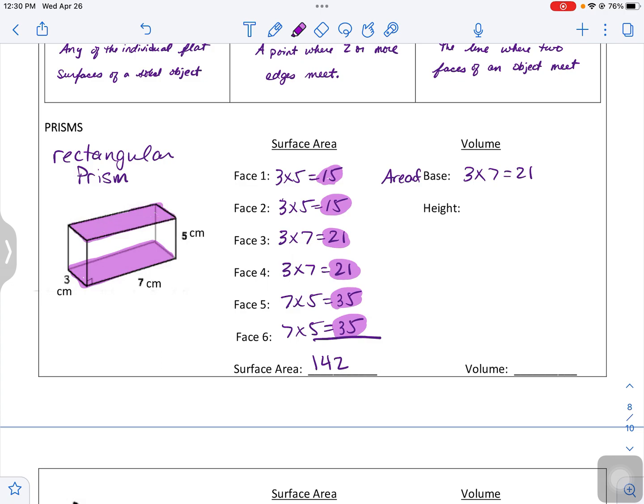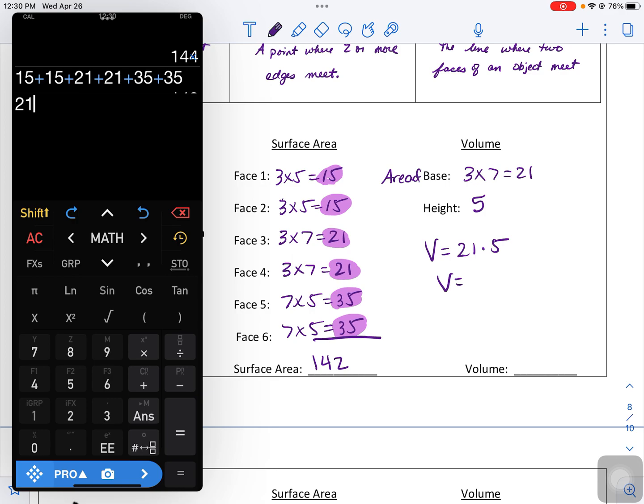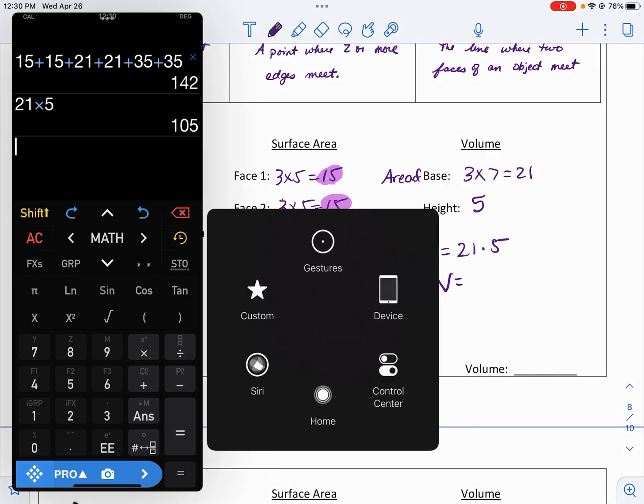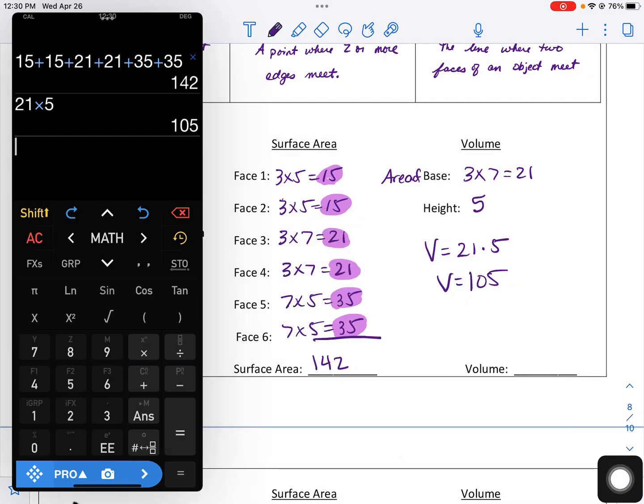The height, so the top, we could also call the top a base because it's the same as the bottom. The height is always the piece that connects the two bases. So what is the piece that connects the two bases? Right here. So that means the height is 5. So when I'm finding my volume, I'm going to do the area of the base times the height, or 21 times 5. So 21 times 5 ends up to be 105. So our volume is 105.